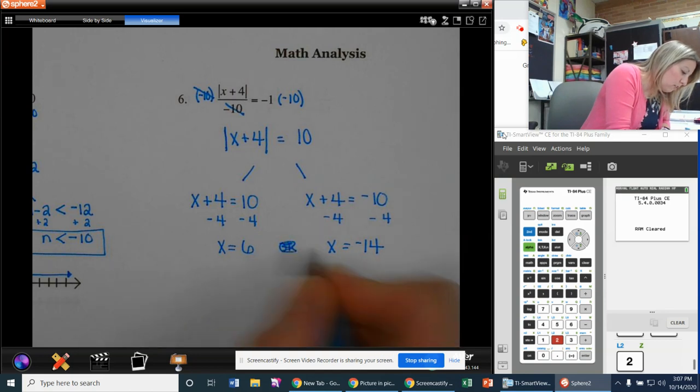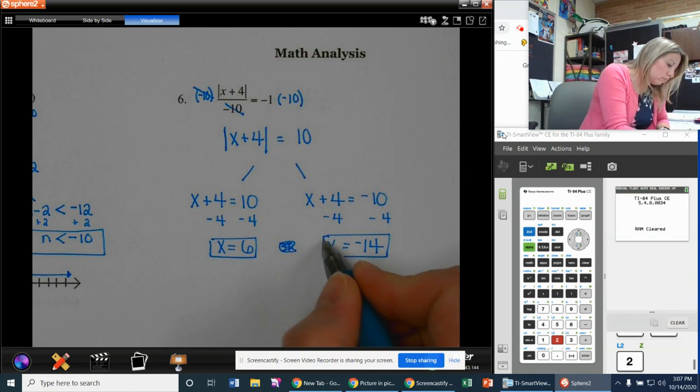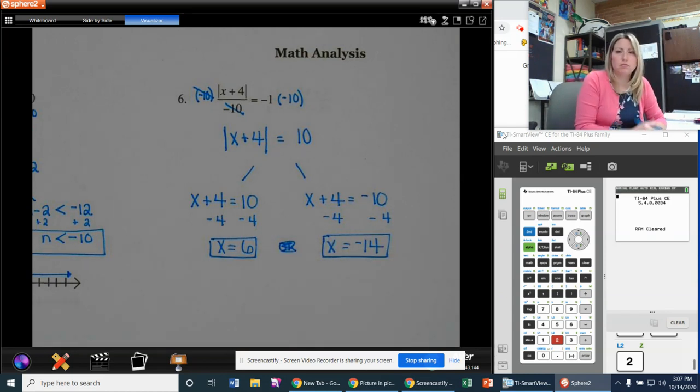That's not an or. I don't know why I did that. That's either. That's and or. I don't need an or. It's not a number line. Sorry about that. Two answers. Two answers. Both of them.